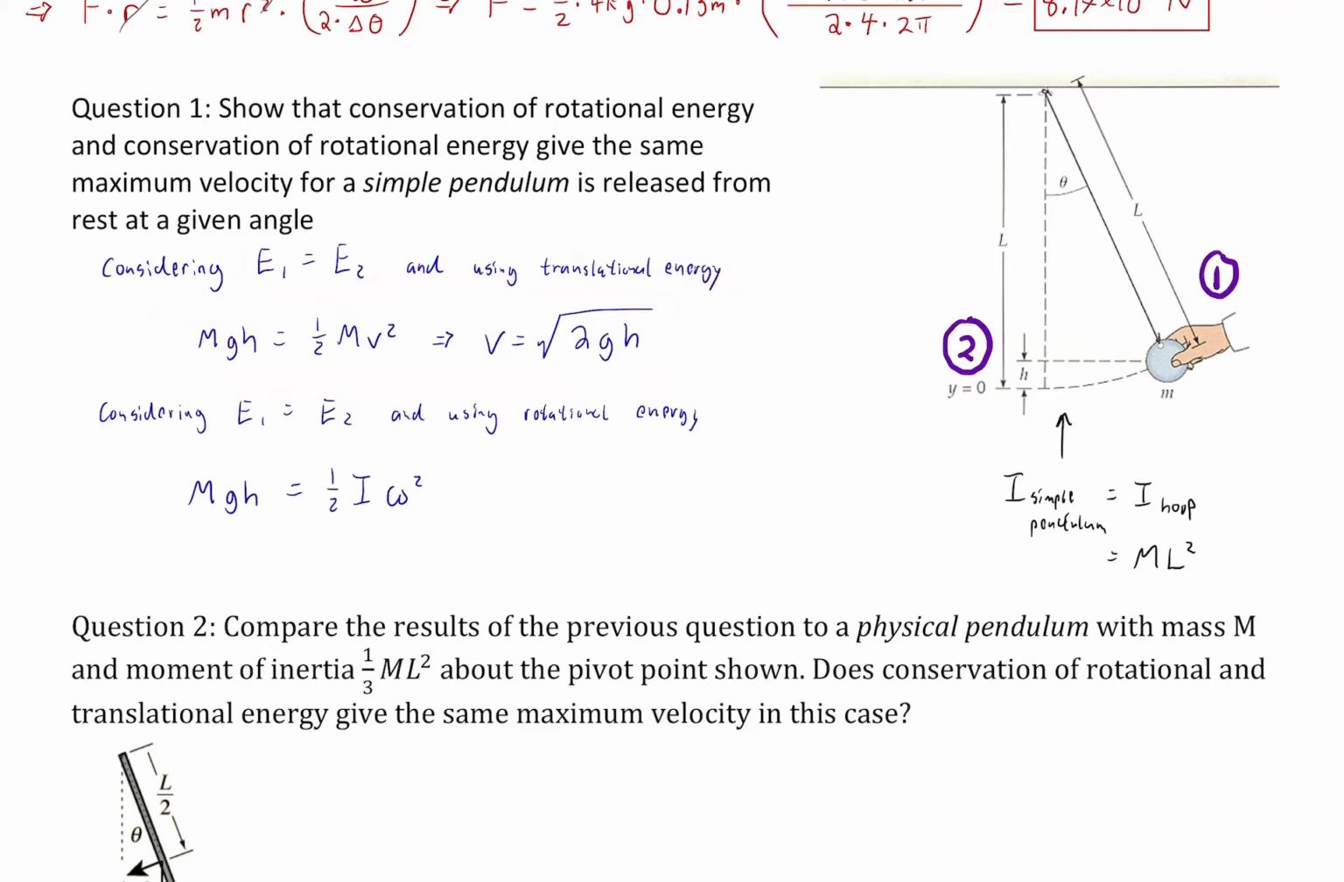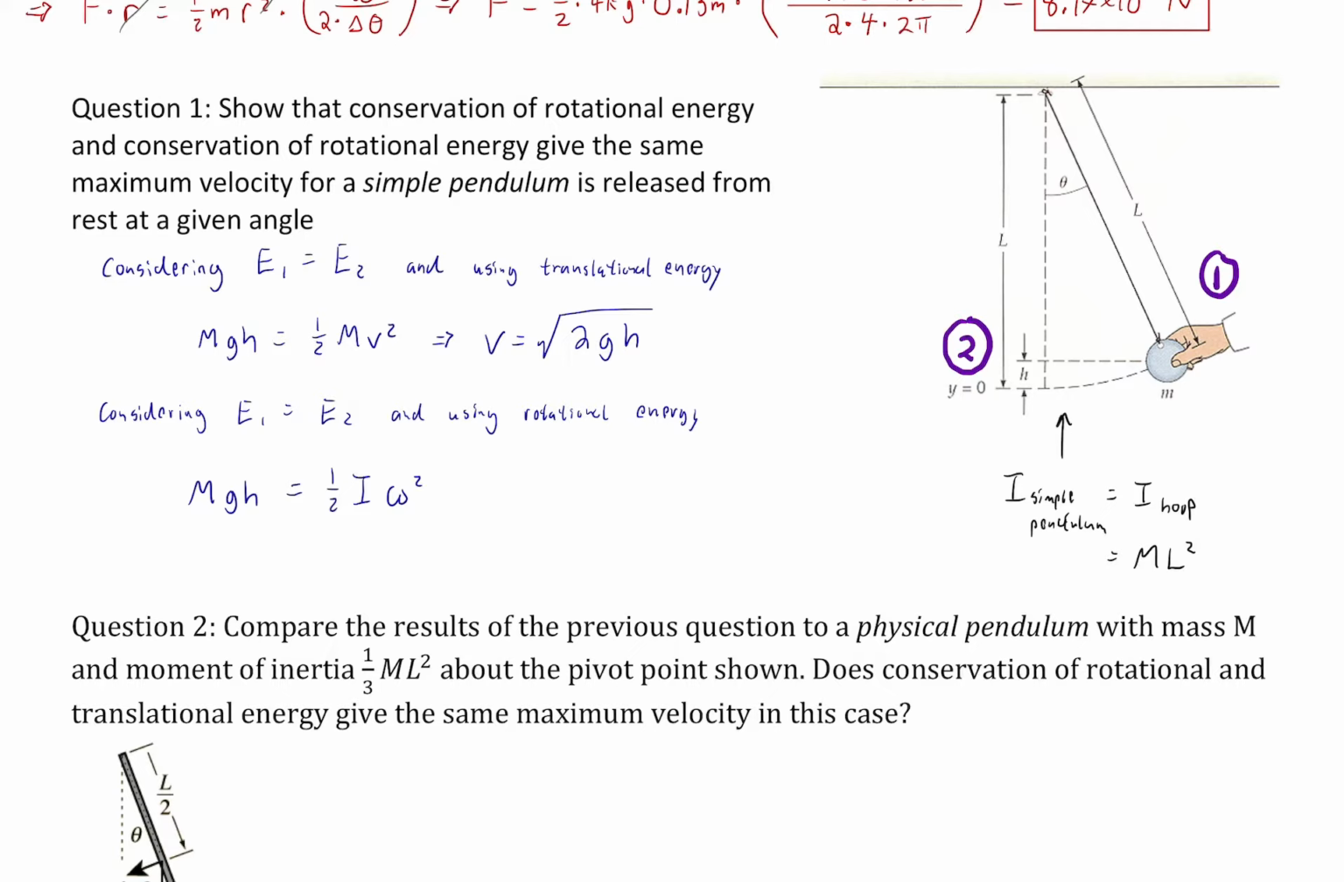But if we're treating it as a rotational system, is the pivot moving? Because that's the question you have to ask yourself. If you're treating a system as a rotational system and using total kinetic energy, the sum of translational kinetic energy and rotational kinetic energy, is the pivot moving relative to the reference frame, relative to the ground? And no, the pivot of the pendulum is not. It is fixed in place. Thus, the only form of energy for any pendulum is rotational kinetic energy.